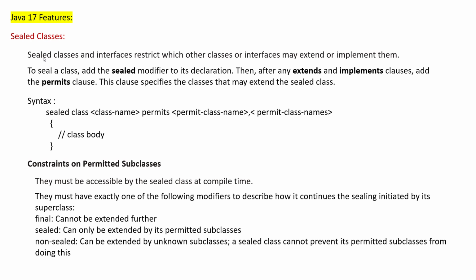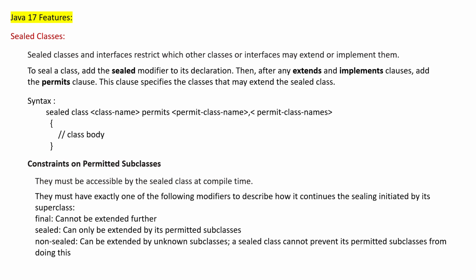Sealed classes and interfaces restrict which class or interface may extend or implement them. What does restrict mean here? Simply, we provide a limit to that particular class: which classes can extend its functionality, and which classes can implement the functionality of that particular interface. Now let's understand how to declare sealed classes.